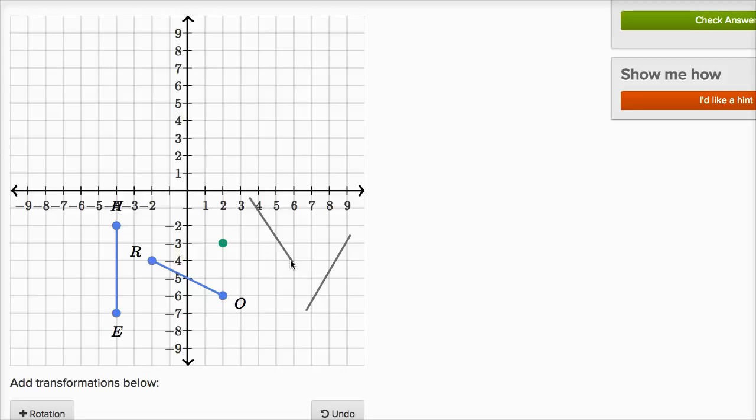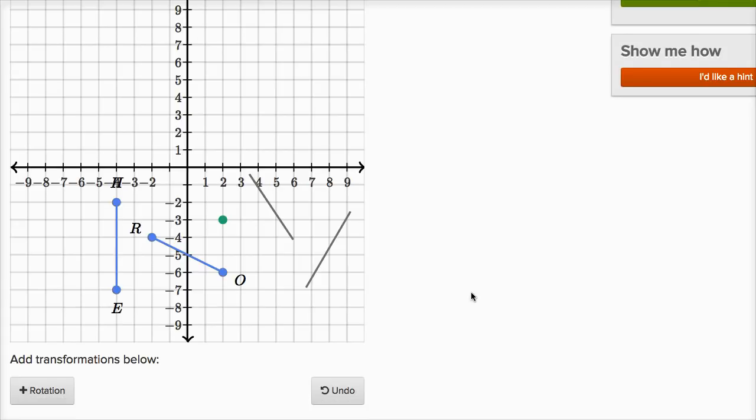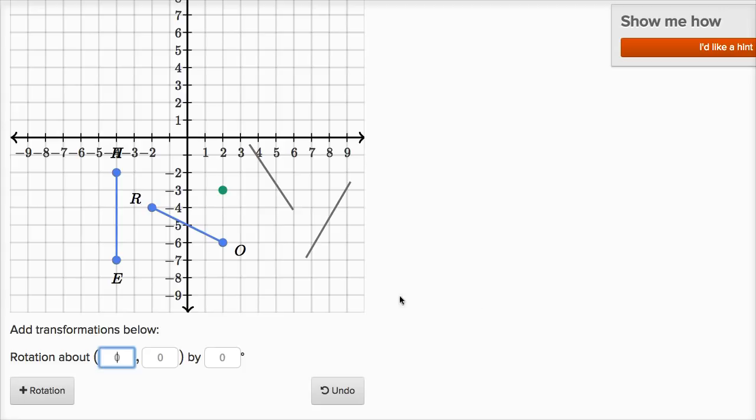And let's think about it. Which one should map to which? So it looks like HE should map to this right over here. Now, actually, before, let me just play around. I could add a rotation here. And we already know we're going to rotate around the point 2 comma negative 3. So let me write that. We're going to rotate around the point 2 comma negative 3.